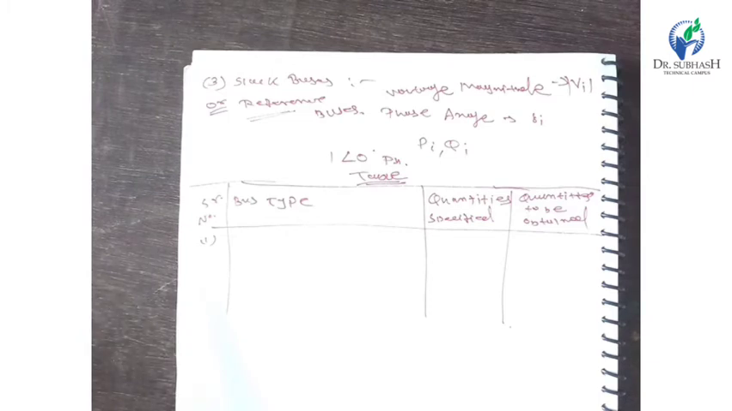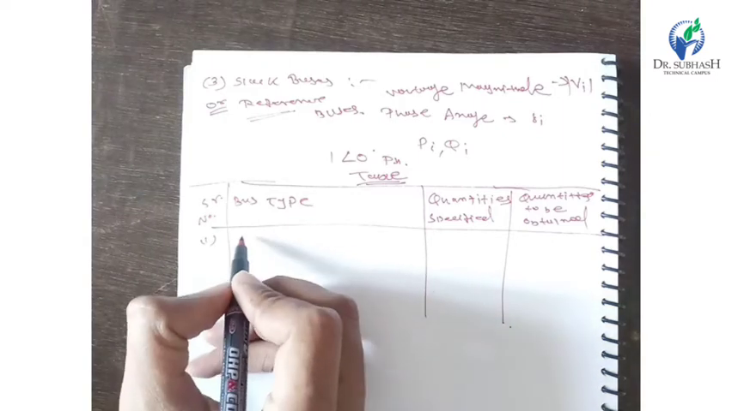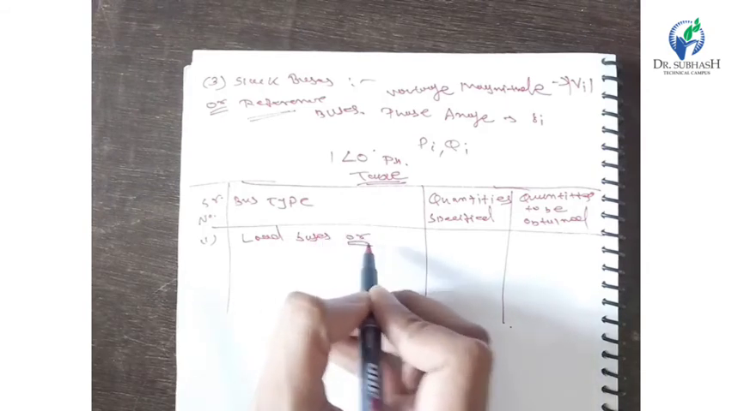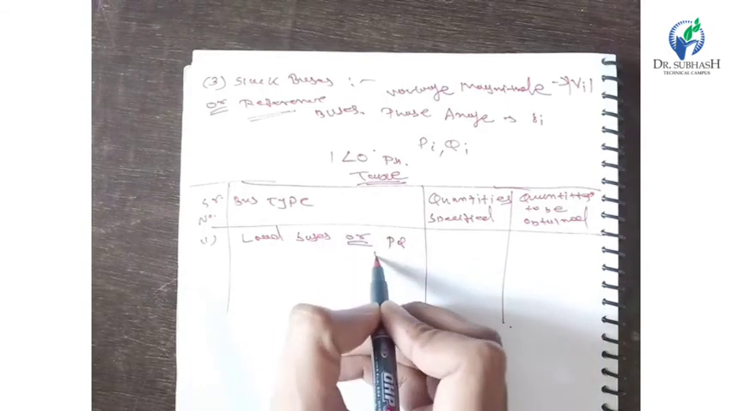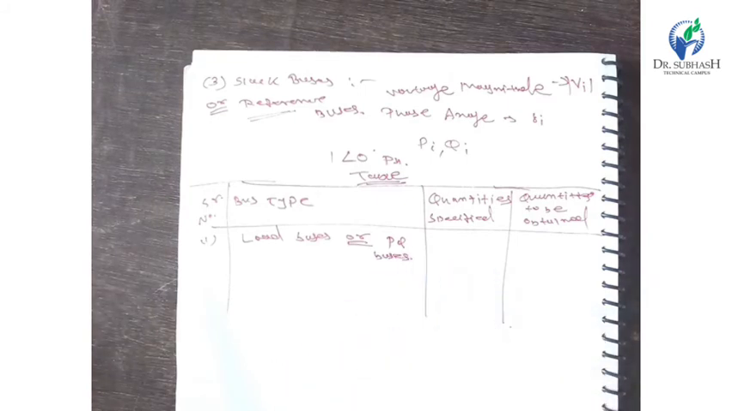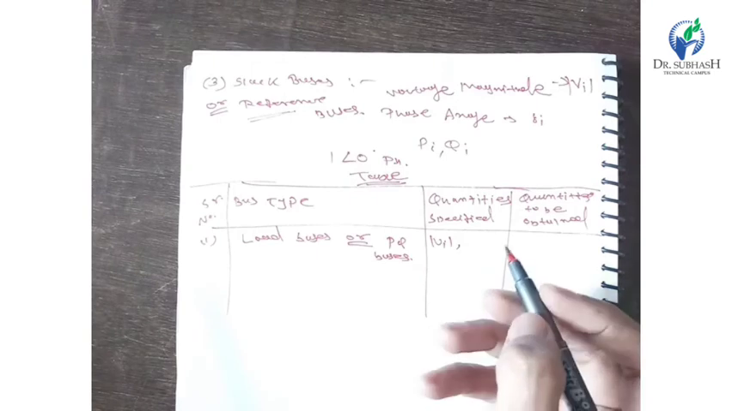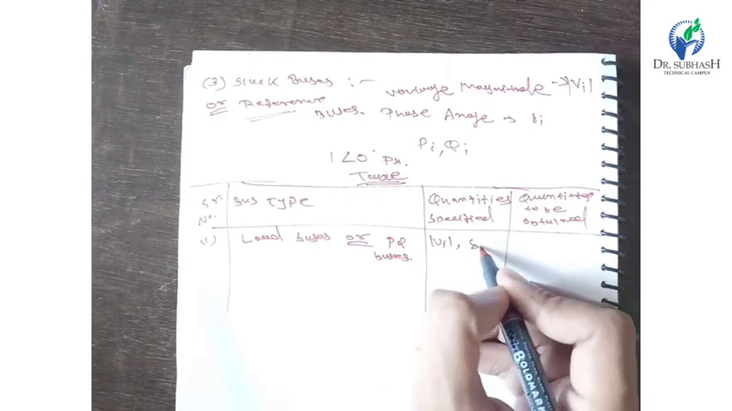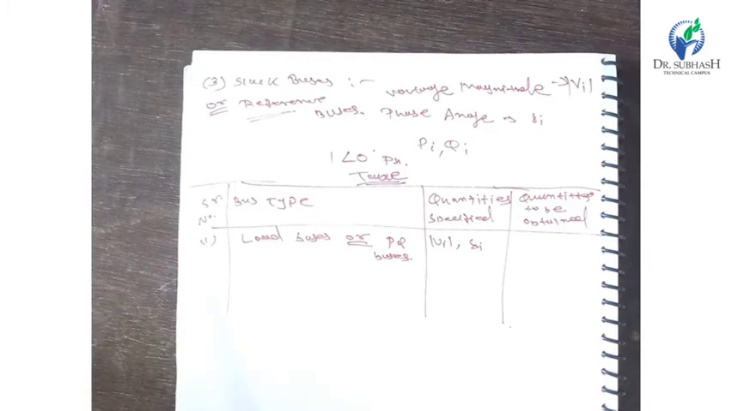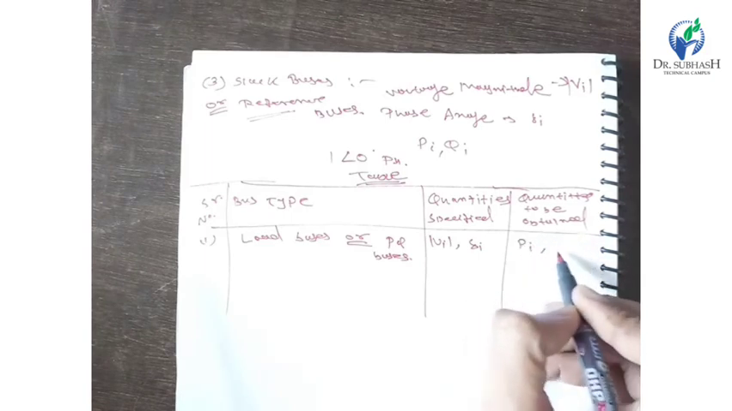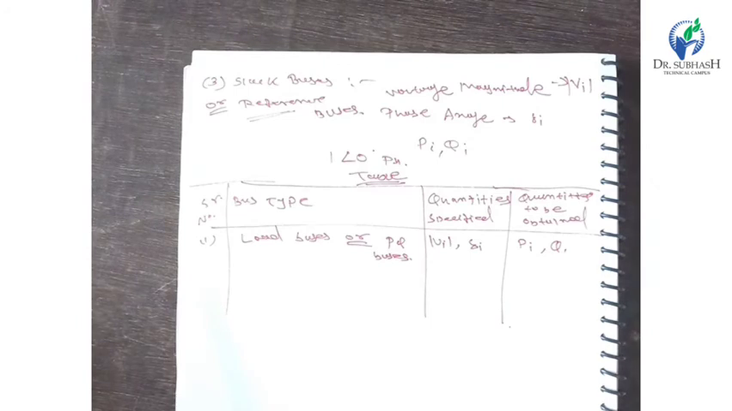At the start, we write the load bus. The other name of the load bus is the PQ bus. The quantities specified for the load bus are P and Q, the active and reactive power, and the quantities to be obtained are the voltage magnitude |Vi| and the phase angle delta.